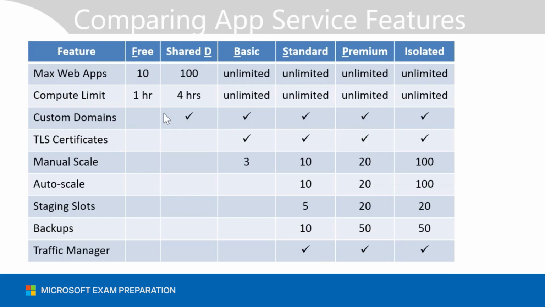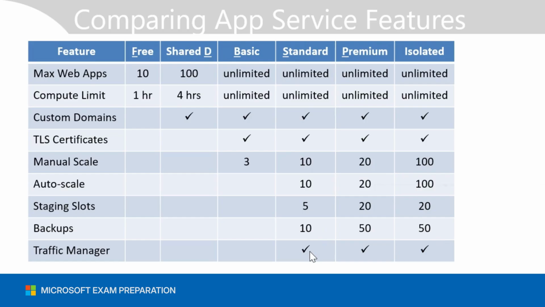So custom domains start at the shared tier and go up, but TLS certificates are at the basic tier. Also notice that manual scale is supported at basic. Auto scale is not supported at the basic tier. If you want auto scaling, you've got to be at the standard tier or above. Staging slots and backups and those things are also only supported at the standard tier and above.